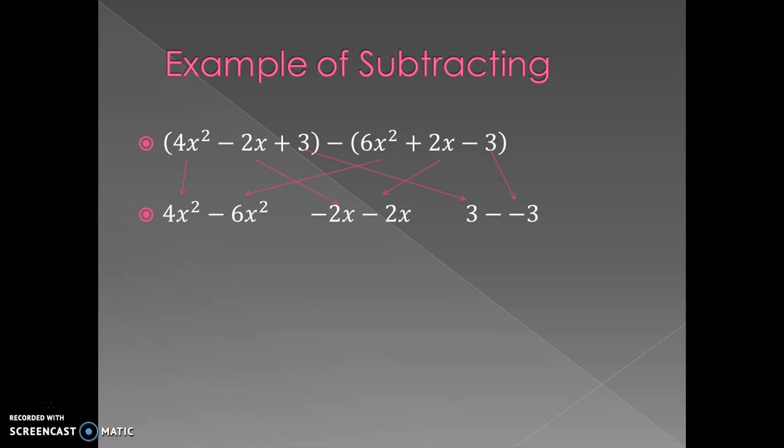So 4x squared minus 6x squared actually gives me negative 2x squared. Negative 2x minus 2x actually gives me negative 4x. And then 3 minus negative 3 is actually going to give me 6. So be careful when it's subtracting that you pay attention that you have to subtract every time you combine those like terms.